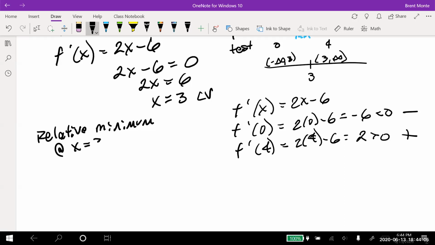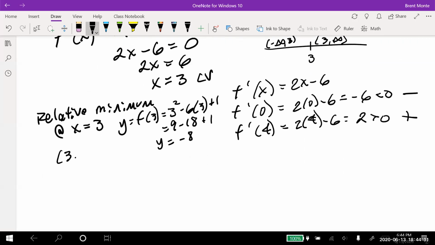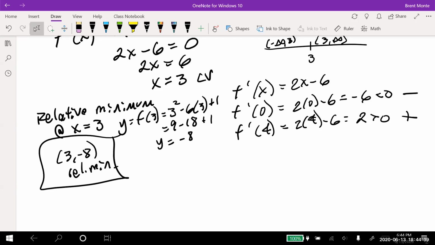At x equals 3. Sometimes they want to know what the point is. Well, remember, to get the y value, we plug that into the original function. So f of 3 is going to be 3 squared minus 6 times 3 plus 1. Let's see, 9 minus 18 is negative 9, plus 1, negative 8. So the point when x is 3, y is negative 8, that's my relative minimum. And we'd already said that we had a critical value at x equals 3.